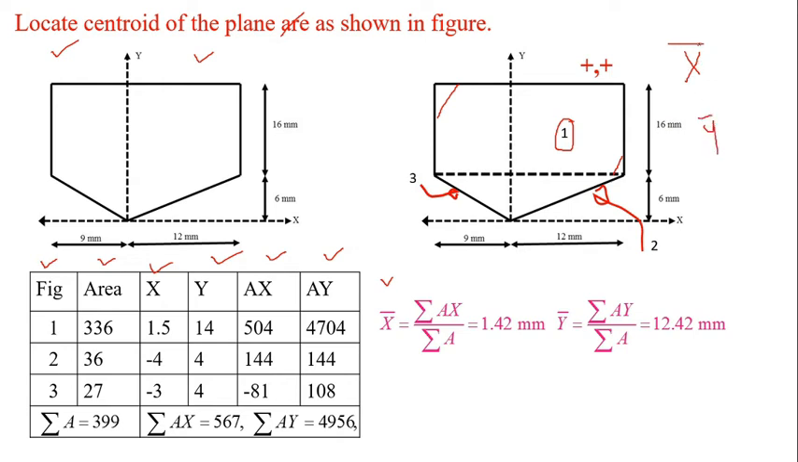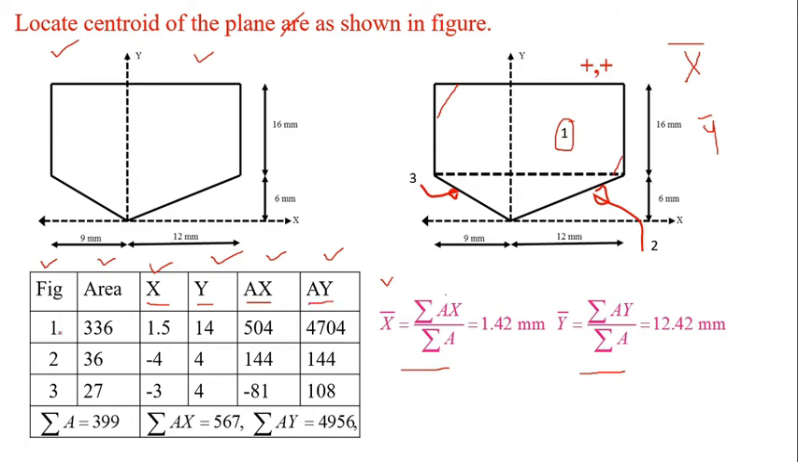So what is x bar? X bar is equal to summation ax upon summation a, and y bar is equal to summation ay upon summation a. So according to our requirement we are preparing a table. Figure number, we need area, hence area, second column, we need x as well as y, and therefore this is column for x, this is column for y. We need ax, so this is ax, we need ay, and therefore this is ay.